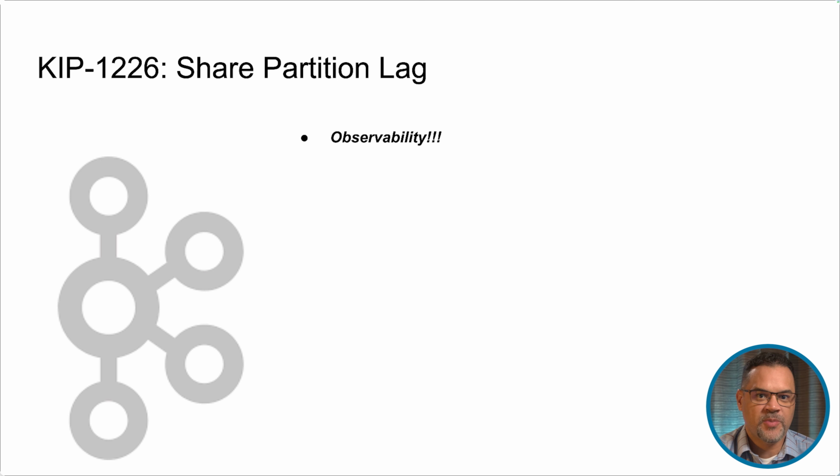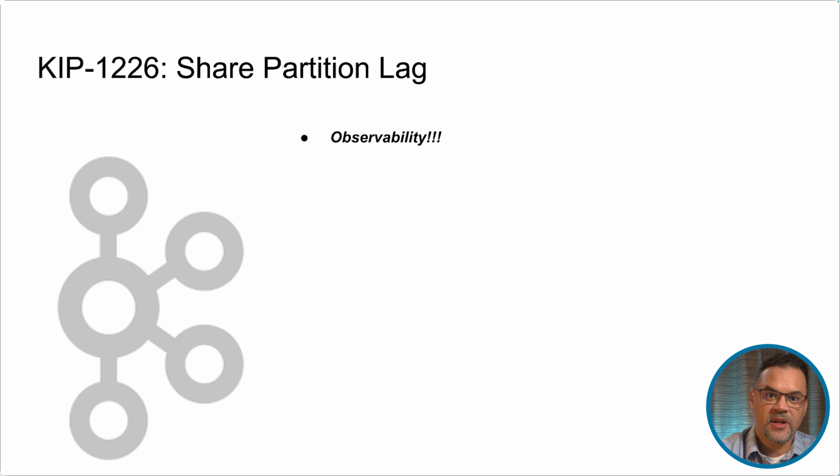In distributed event-driven systems, I think we can all agree that observability is non-negotiable. Those are just table stakes. If you recall, the main motivation of KIP 932 is this ability to scale consumption beyond the number of topic partitions. But when and based on what metrics? Well, KIP 1226 exposes new shared consumer lag metrics.